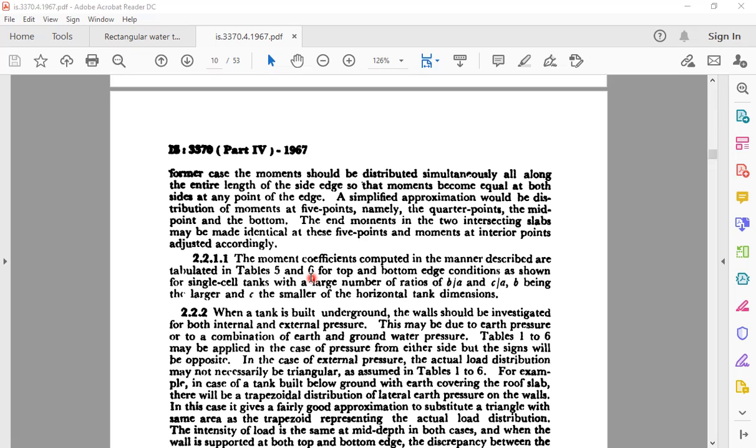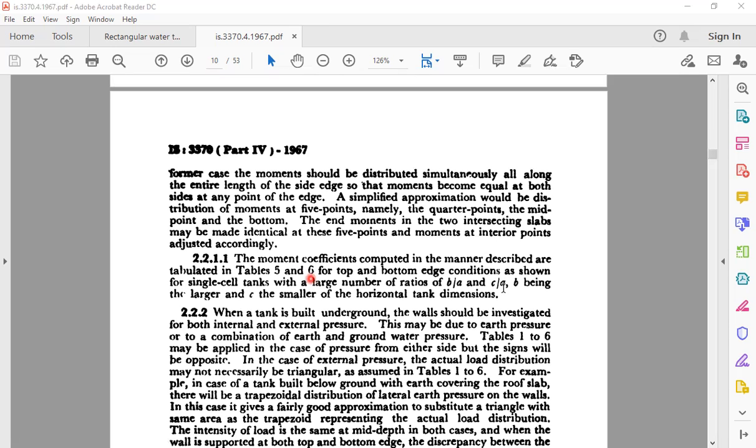And what is A? Here in the IS code they are using the height as A. Right, clear? So B and C are the length and width, or length and breadth, of the tank, and A is the height of the tank. Right?